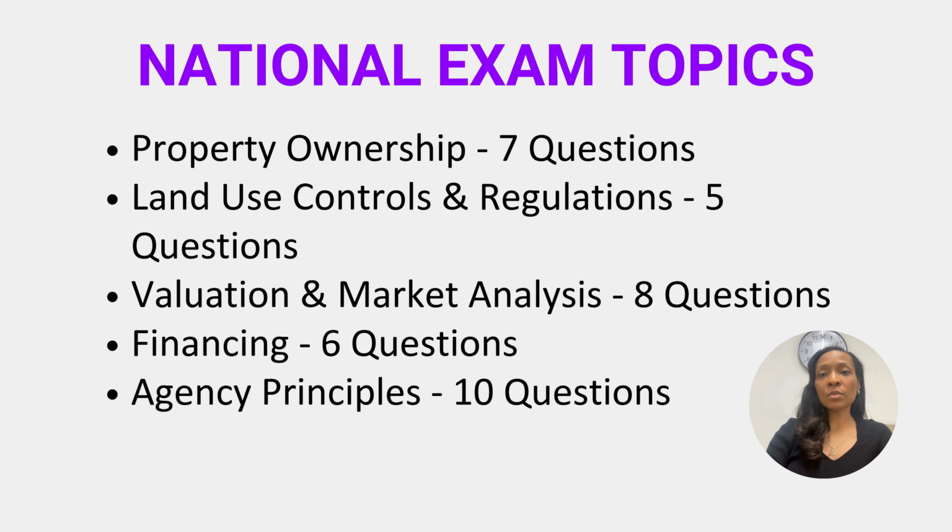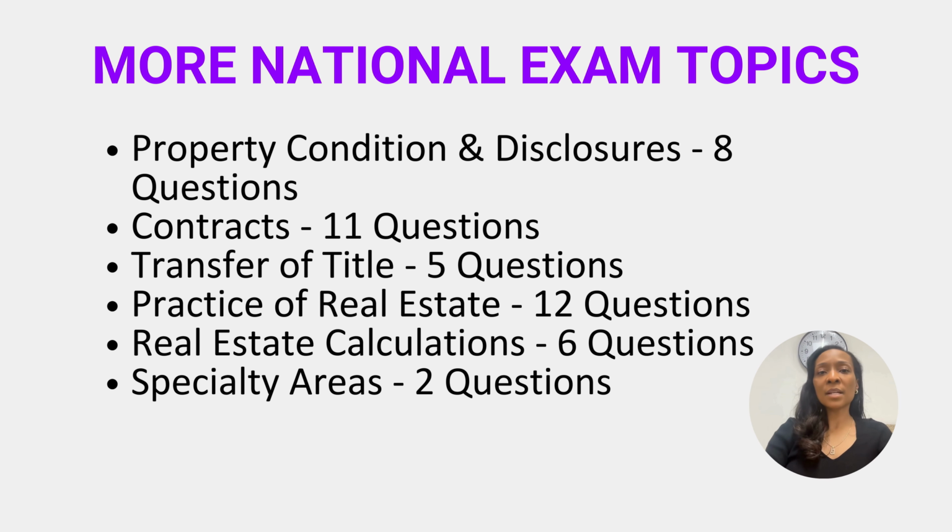Then there's general principles of agency. That's 10 questions, and it includes fiduciary duties, agency relationships, and representation. Then there's property condition and disclosures. Those are 8 questions, and that includes material defects, stigmatized property, and seller disclosures. Then there's contracts, and that's 11 questions. That includes elements of a valid contract, offers, counteroffers, and terminations. Then there's transfer of title, that's 5 questions. That includes deeds, title insurance, and recording.